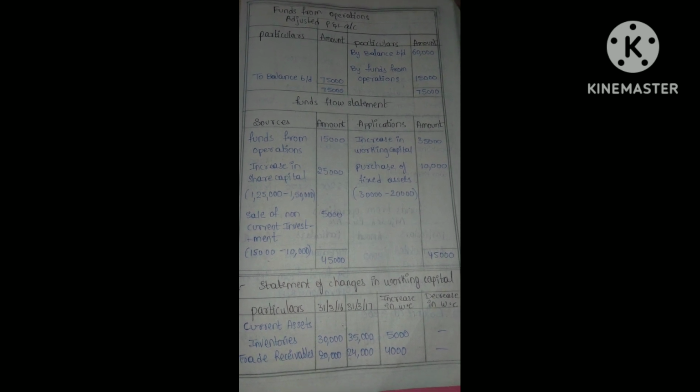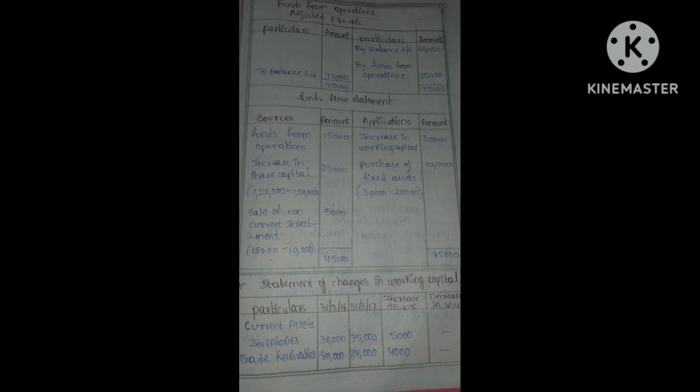So first draw the pro forma, and on the credit side take the opening balance of reserves and surplus, that is 60,000, and on the debit side take the closing balance of reserves and surplus, that is 75,000. So now subtract 75,000 minus 60,000. We will get 15,000. So that is funds from operations, because it is a profit. So now make the totals. We will get 75,000 on both sides.